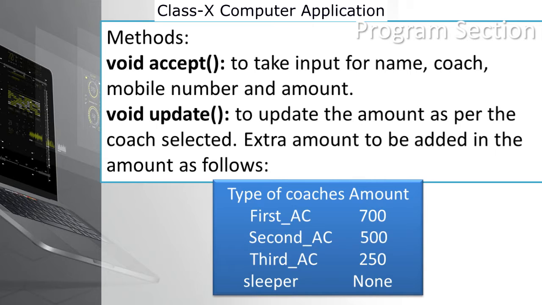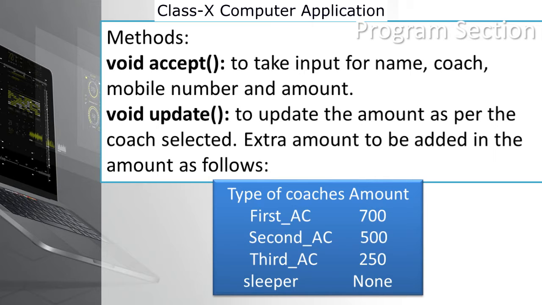So what are the methods you have to use? You have to use two methods, that is the accept method and the update method. The accept method is void accept, to take input for name, coach, mobile number and amount. Void update is used to update the amount as per the coach selected. Extra amount is to be added as follows. So the condition goes like this: type of coaches and amount.